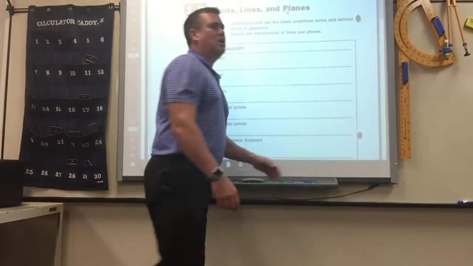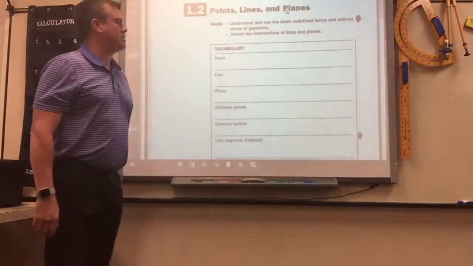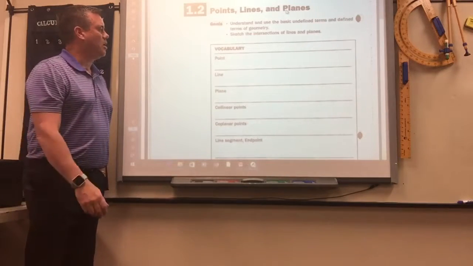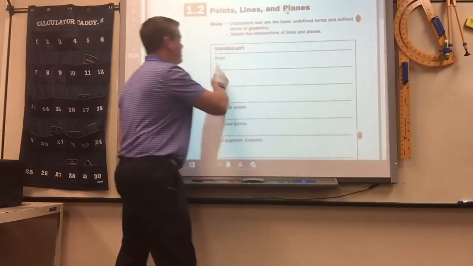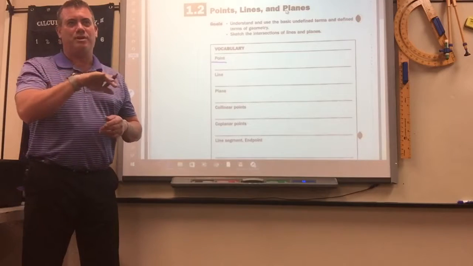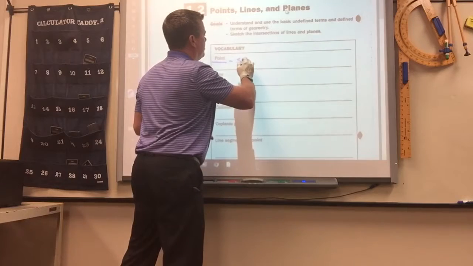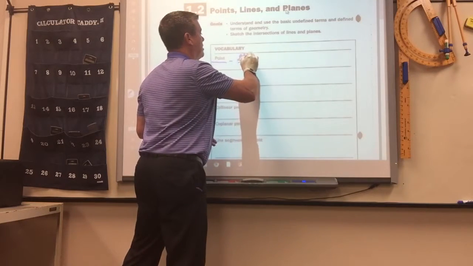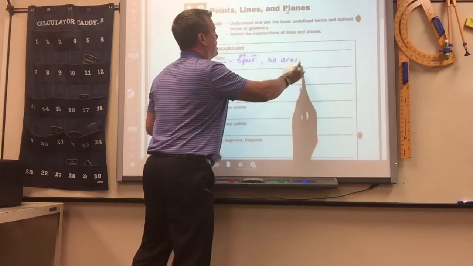Okay, so this is the second section, the basics of geometry, and you should know almost all of these, but some of you may not. A point, I think everyone knows what a point is, like when you graph coordinates, okay? A point is actually just a point in space. There's no area to it. It's just a location.